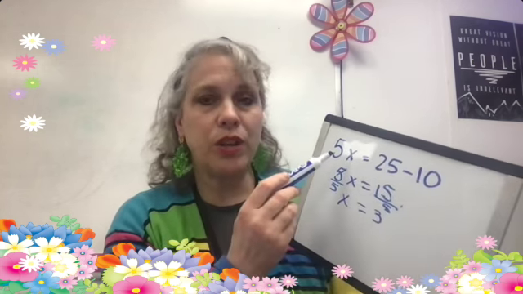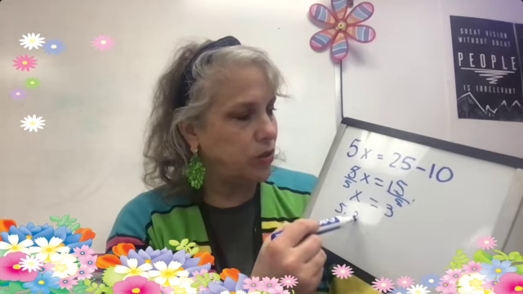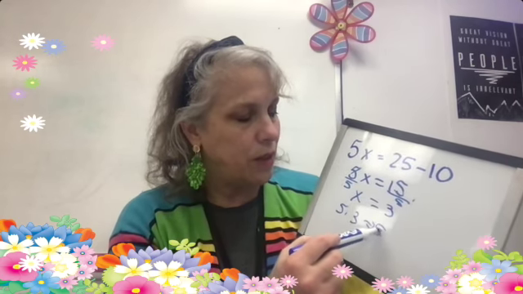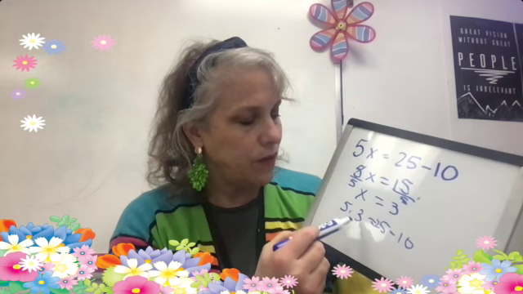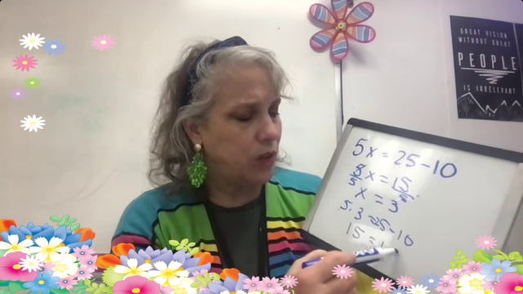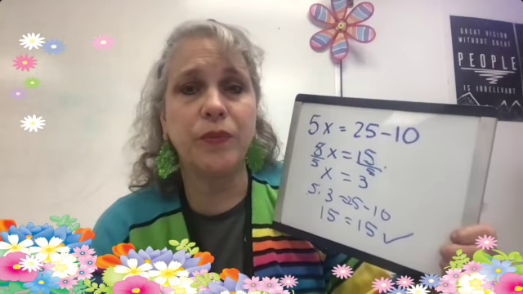Now I'm going to plug the 3 into the original equation. 5 times 3 equals 25 minus 10. 5 times 3 is 15 equals 15, and it checks out.